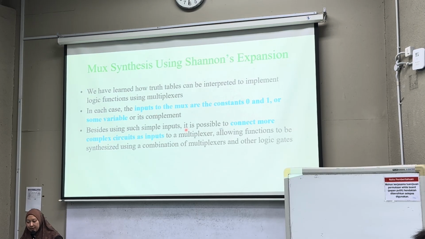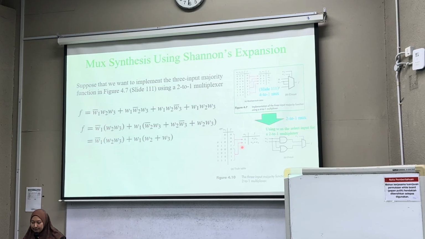Besides using such simple inputs, it is possible to connect more complex circuits. So instead of having 1, 0 or W3 or W3 bar, you would have input from another circuit. Okay? So that can happen also, allowing functions to be synthesized using a combination of muxes and other logic gates. Okay, so we're using Shannon's expansion for this.